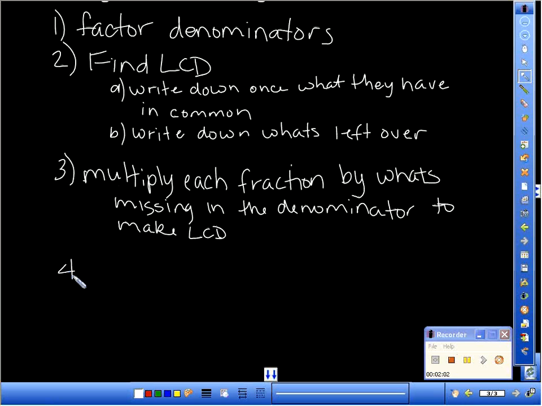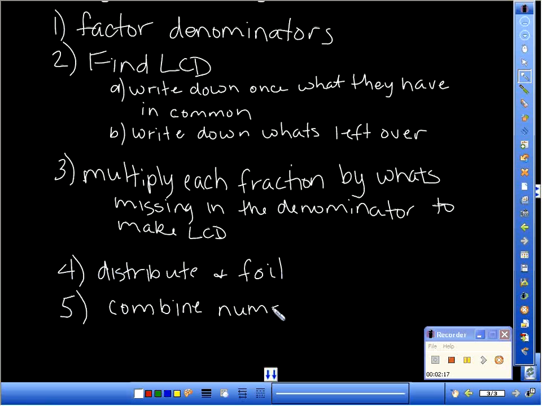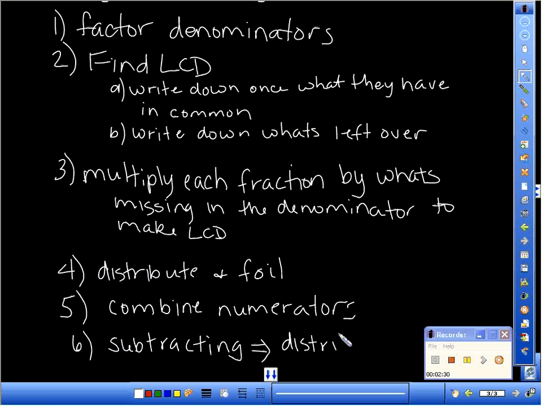Then we do what? We distribute and FOIL, and then we combine the numerators. If it's subtraction, we have to make sure we distribute the negative.